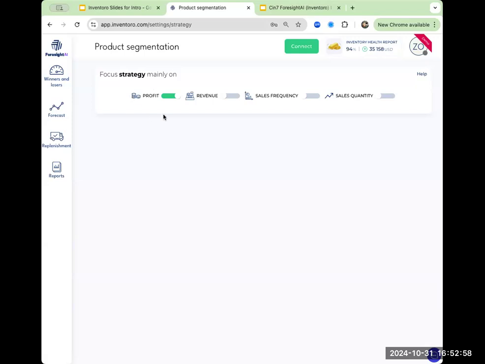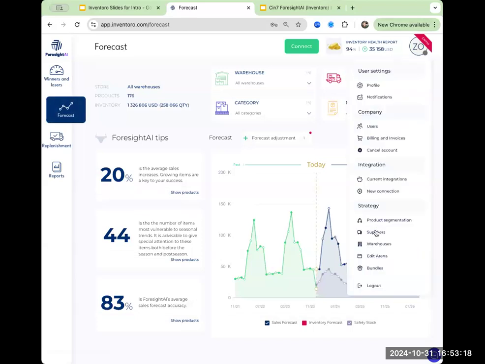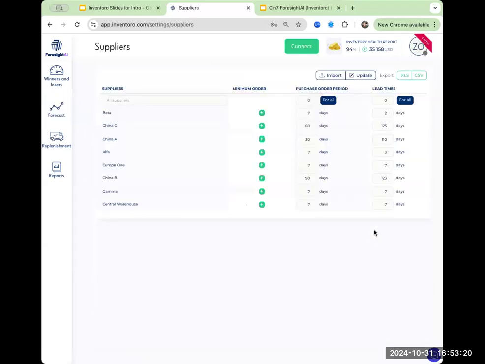Right now I have mine on profit, but you can also have it be on revenue, sales frequency, or sales quantity. However, I would say this is something that can impact how your Foresight AI is operating. So I would say for the most part, set it and forget it, or try not to change these too often.